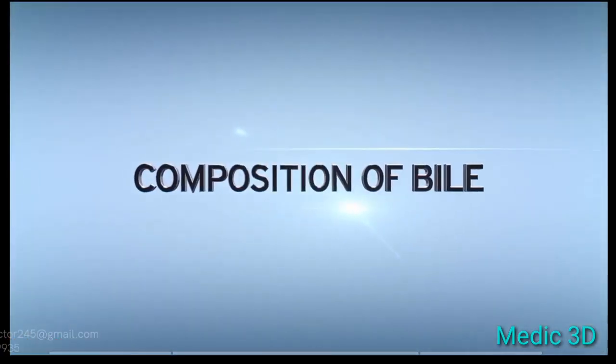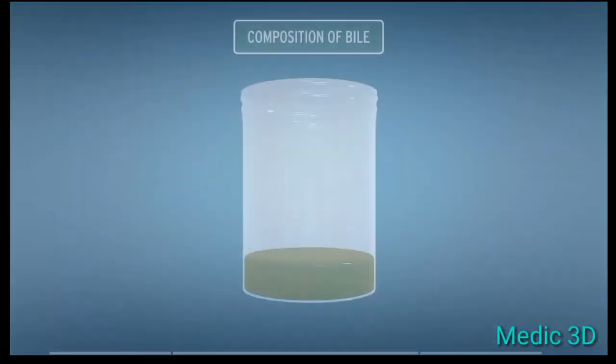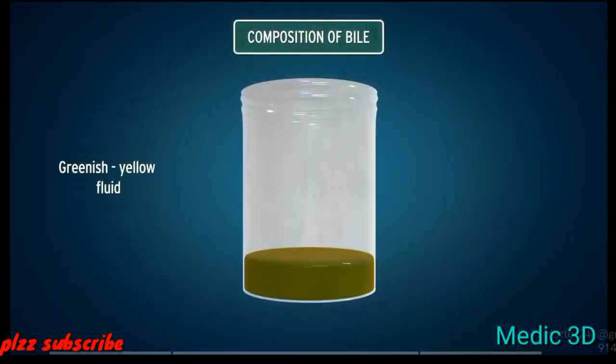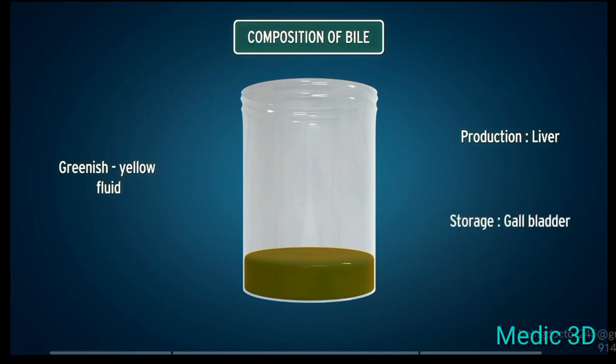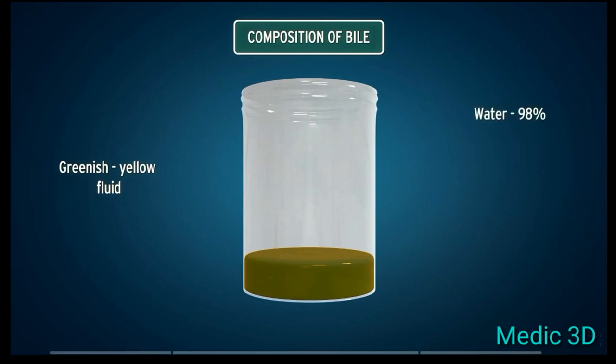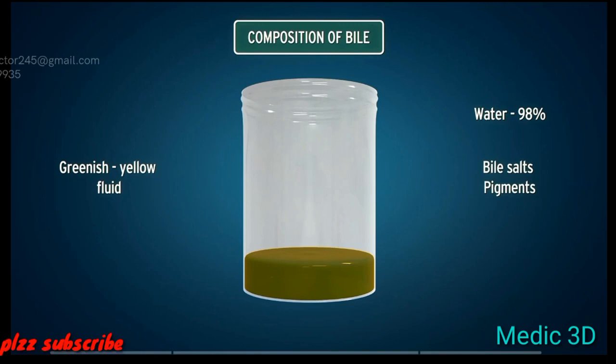Composition of bile. Bile is a greenish-yellow fluid that is produced in the liver and stored in the gallbladder. It consists of water 98% and solids containing primarily bile salts and pigments and various ions.